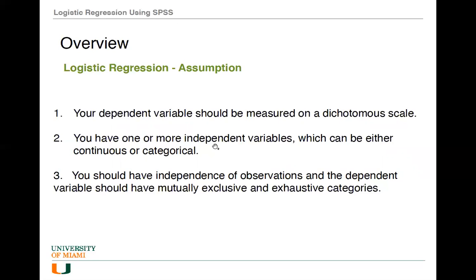The first assumption is your dependent variable should be measured on a dichotomous scale, or binary scale, or binomial scale. The second assumption is you have one or more independent variables or predictors, which can be either continuous or categorical. So they can be a mix of the two types. Third, you should have independence of observations, and the dependent variable should have mutually exclusive and exhaustive categories.